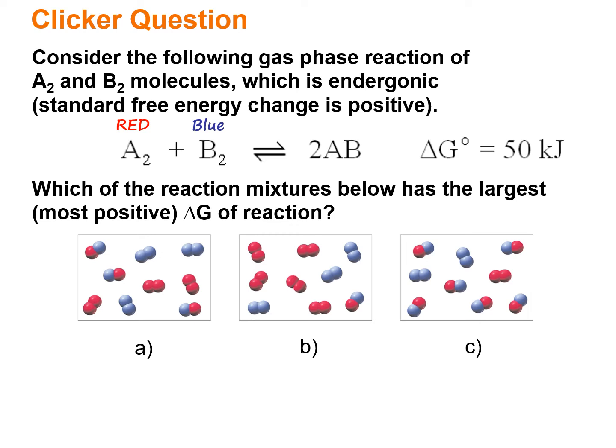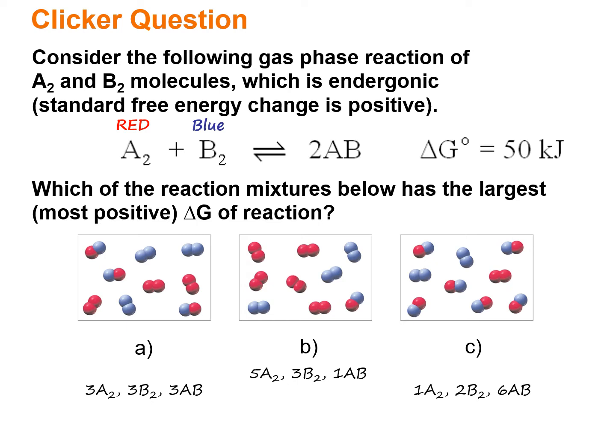If we enumerate all of these, the first mixture has 3 A2s, 3 B2s, and 3 ABs. The second one has 5 A2s, 3 B2s, and 1 AB. And the last one has 1 A2, 2 B2s, and 6 ABs.